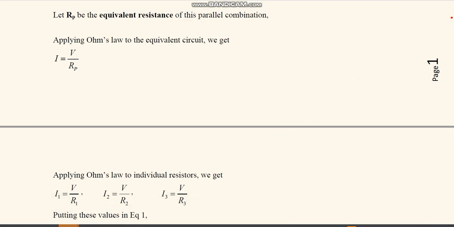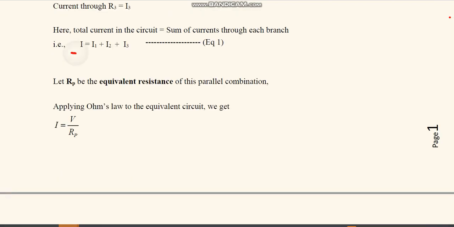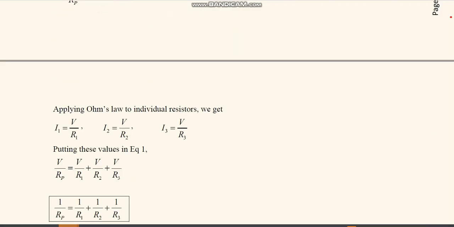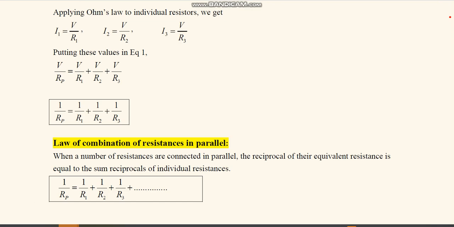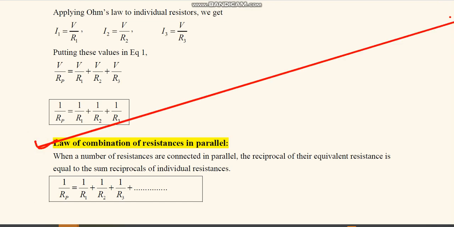Now substituting the values of I1, I2 and I3 in the above equation, that is this equation, we will get V upon Rp is equal to V upon R1 plus V upon R2 plus V upon R3. On cancelling V from both sides, we get 1 upon Rp is equal to 1 upon R1 plus 1 upon R2 plus 1 upon R3. So we see here that the reciprocal of Rp is equal to the sum of reciprocals of R1, R2 and R3. So this gives us the law of combination of resistances in parallel.